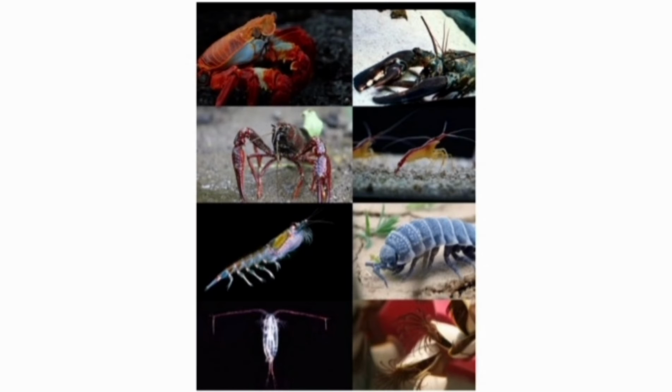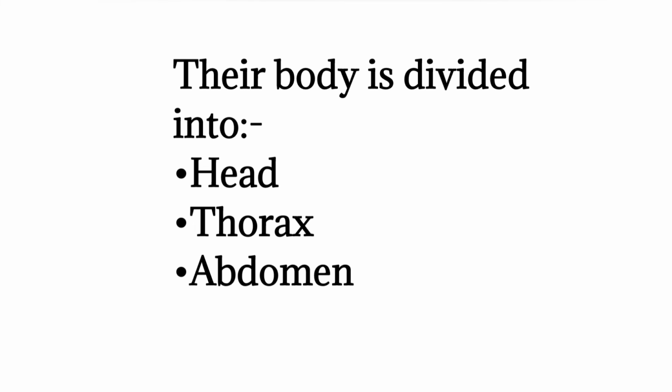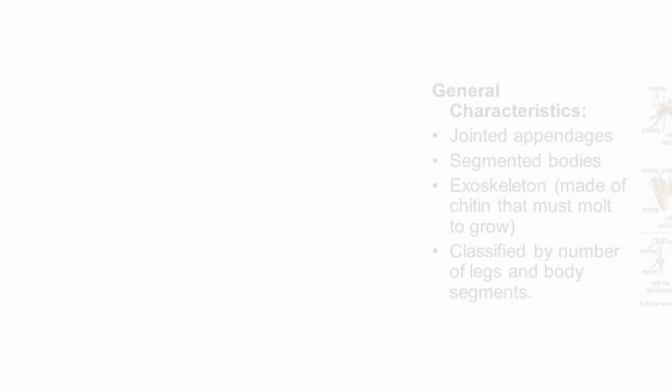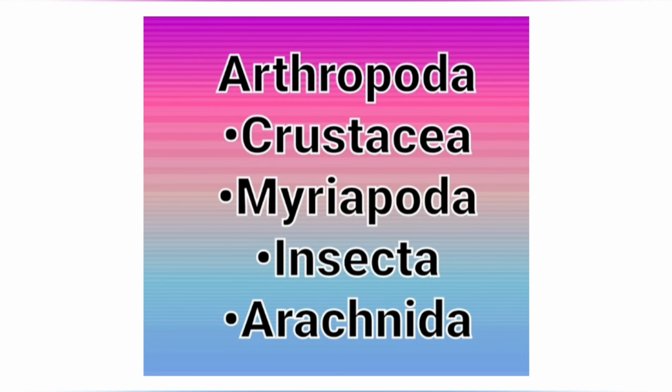Arthropoda. They are animals with jointed legs. Their body is divided into three regions, head, thorax and abdomen. They have jointed legs. They are further divided into four classes, Crustacea, Myriapoda, Insecta and Arachnida.